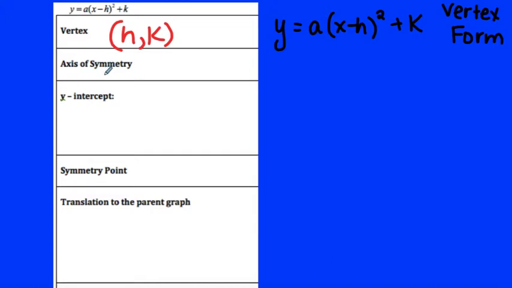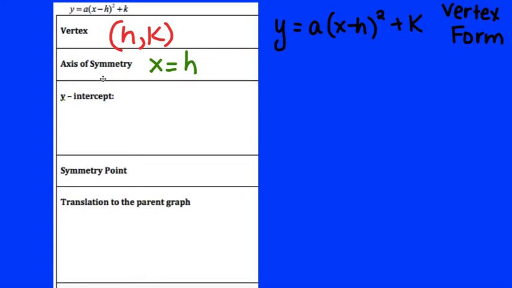The axis of symmetry is a vertical line that goes straight down the vertex. So it's always going to be a vertical line, which means it's going to have the equation x equals, okay? And because it's the x, it's going to go through the x coordinate of the vertex. It'll always be x equals whatever that x coordinate is. So in this case, x equals h.